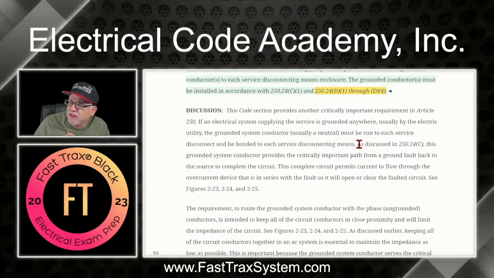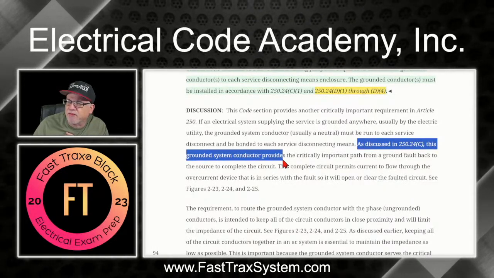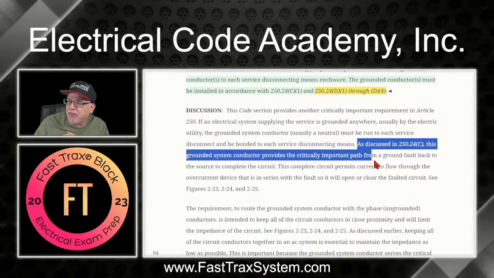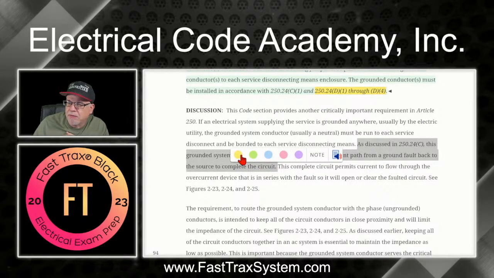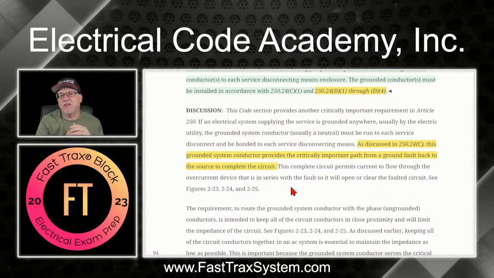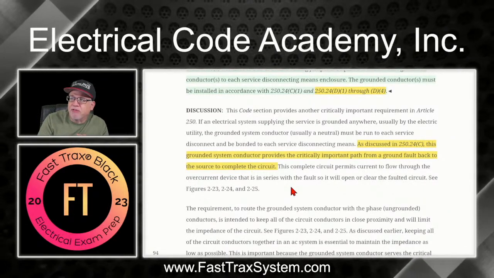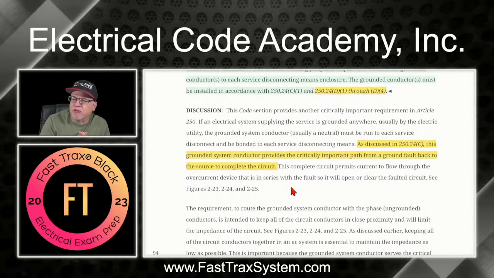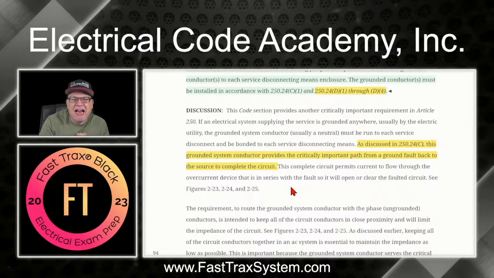It says the discussion in 250.24(C), this grounded conductor provides the critically important path for ground fault current back to the source to complete the circuit. So many times, again, this is missed. When we're doing a calculation for neutral loads, that's one thing. But we also have to remember, for grounded conductor loads, that those conductors all the way back have to what? They have to be able to handle ground fault current as well.